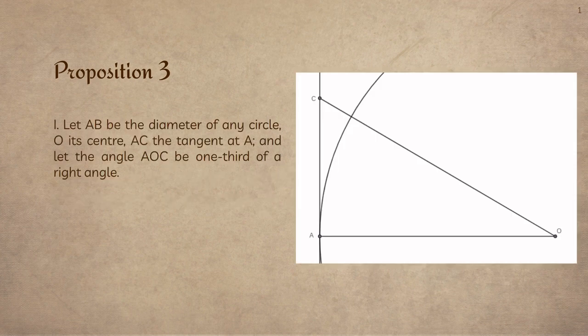And so to go about doing that, he says, let AB be the diameter of any circle, O its center, AC the tangent at A, and let the angle AOC be 1/3 of a right angle. So this right here is 30 degrees. We've got that. So this is the system that he sets up. He then bisects the arc and creates this new line here.